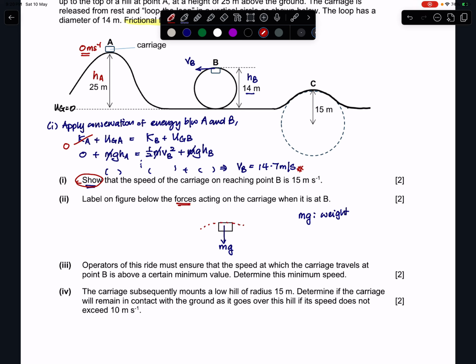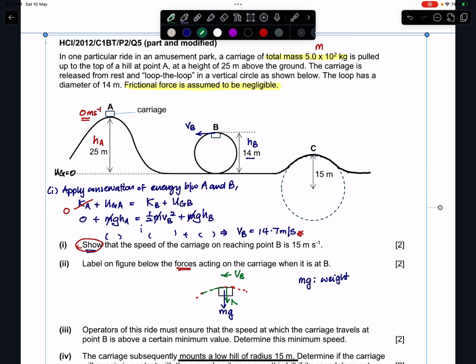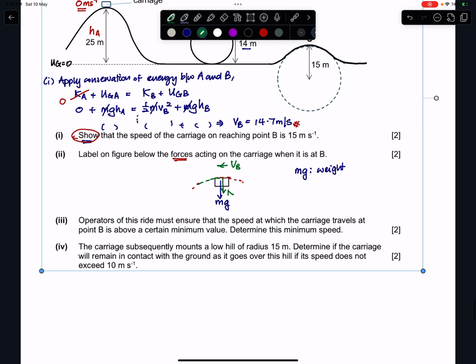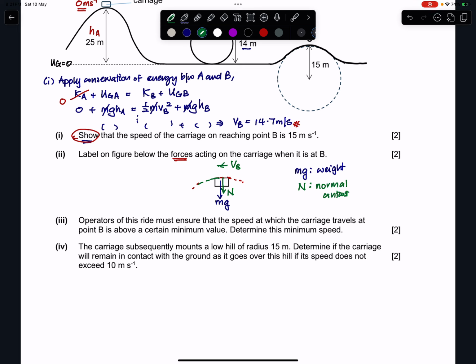It is actually pushing against a track because it has a velocity here. All right, so I shouldn't do this. I should not label the velocity on the diagram itself. It has a velocity, and therefore it will be pushing against the track. So the track itself will also apply N, a normal contact force, onto the body.